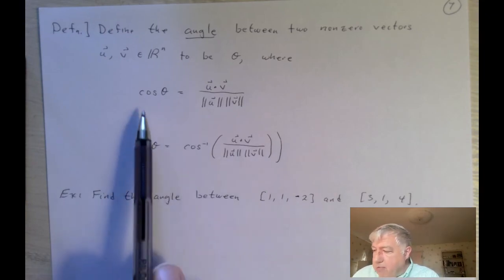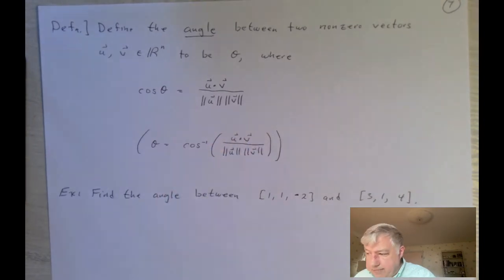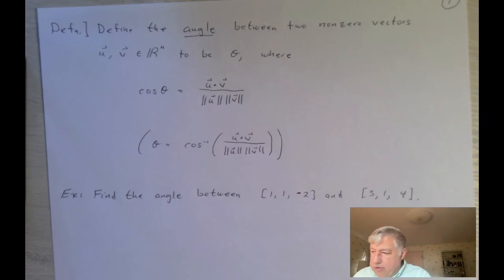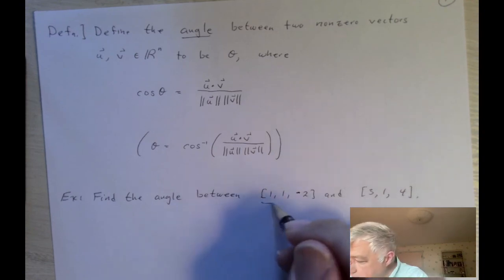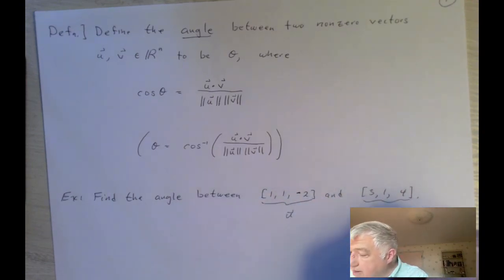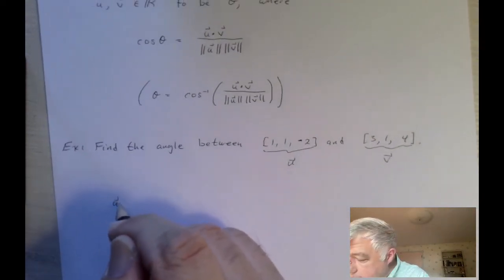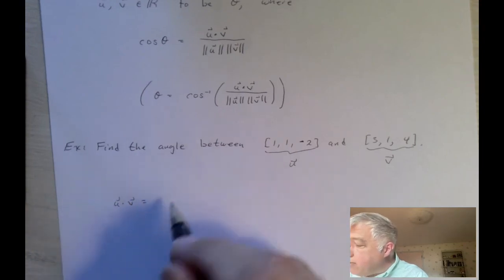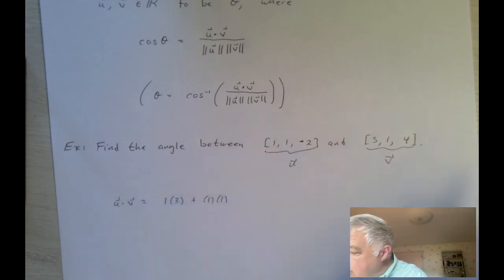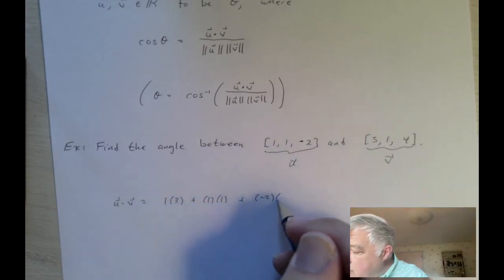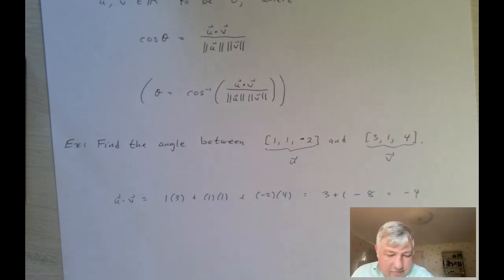Once we define cosine, we can just say that theta is the inverse cosine of this quantity. So, for the last example, let's say we want to find the angle between these two vectors in R3. If we call this u and this v, we take the dot product: u dot v is 1 times 3 plus 1 times 1 plus negative 2 times 4, which is 3 plus 1 minus 8. I think that's negative 4.